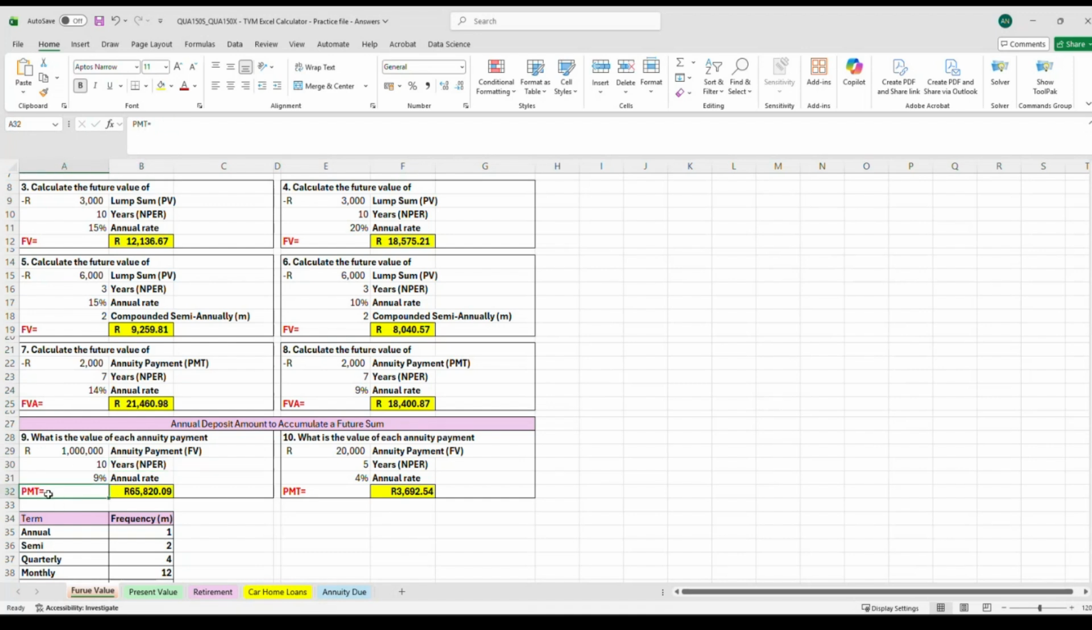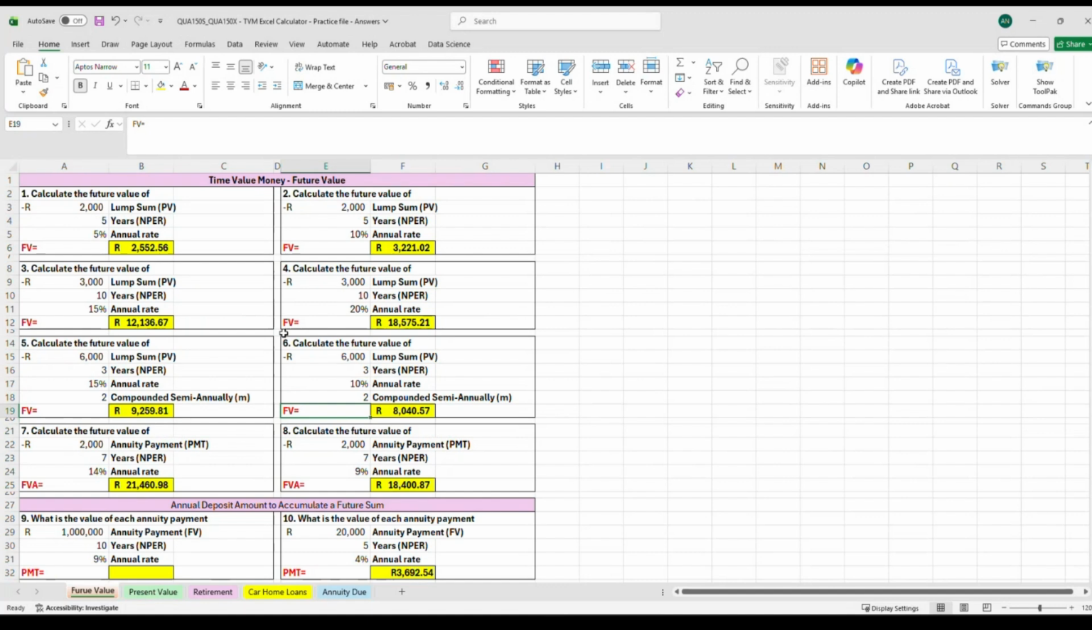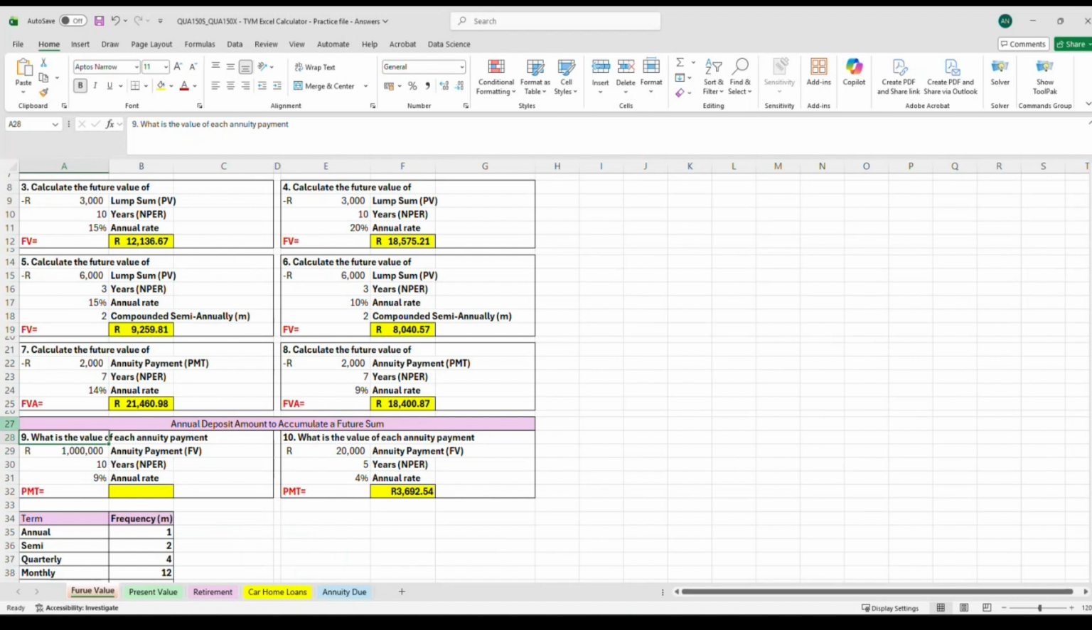So as you can see here, it says we must calculate the payment. So it's asking us, what is the value of each annuity payment? So you need to calculate in this yellow block the value of the annuity payment using the details that you were given. So if I'm going to start this one, I'm just going to delete this. Remember the other ones that we did were focusing on future value. And it even says in the question, calculate the future value. This one says, calculate the annuity payment, meaning we will be calculating PMT. So that's the difference here.